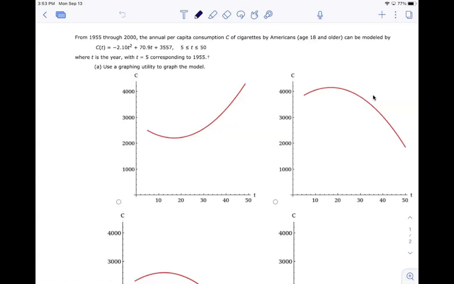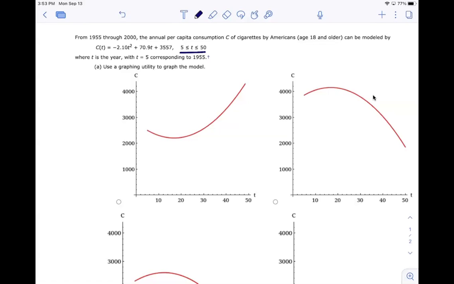Okay, so I've been getting several questions on question 8 on the quadratics homework. So let's look at it here. Your problem probably looks just like mine. It says C of t equals negative 2.10 t squared plus 70.9 t plus 3,557. Notice it says that your t value is between 5 and 50.